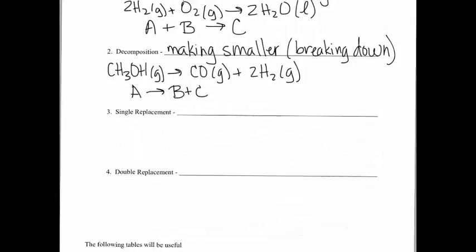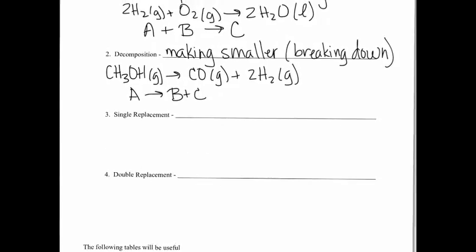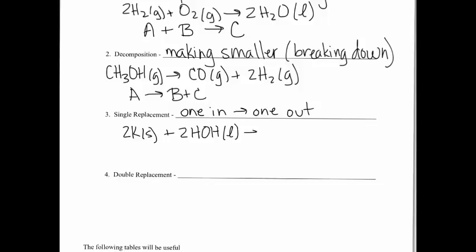All right, next one, single replacement. This is a little more complicated. One of my colleagues likes to say it's 1 in, 1 out. Might make more sense once you've seen the reaction. So we have here a single element, potassium, and it's going to react with a compound. This is actually water. We've just written it a little differently. You're going to see it like that on occasion during the school year.